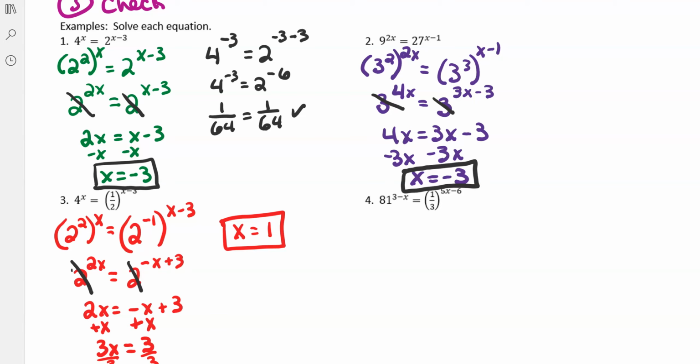All right, over here for number 4. For this one, we have 81 to the 3 minus x, and then 1/3 to the 5x minus 3. Well, 81 and 1/3 are both in the 3 family. 3 to the 4th power is 81. And 3 to the negative 1 power is 1/3.